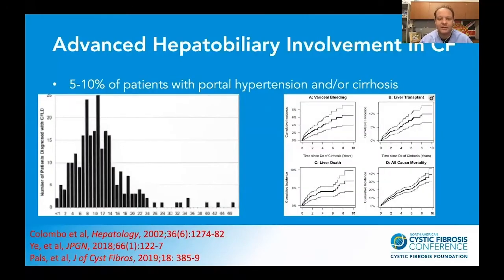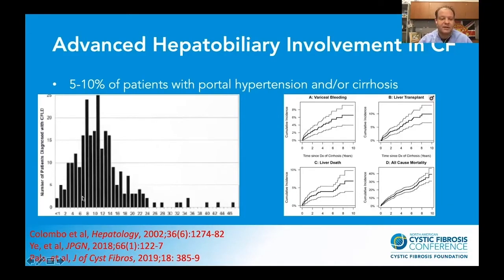So what is advanced hepatobiliary involvement in CF? Well, really it's the 5 to 10% of patients that develop portal hypertension and or cirrhosis. And the order of portal hypertension and cirrhosis is there on purpose. For many other forms of liver disease, we think of cirrhosis first within the development of portal hypertension. But as we learned from Dr. Paye in his talk, we do know that non-cirrhotic portal hypertension is an important consideration in cystic fibrosis and one we must consider.